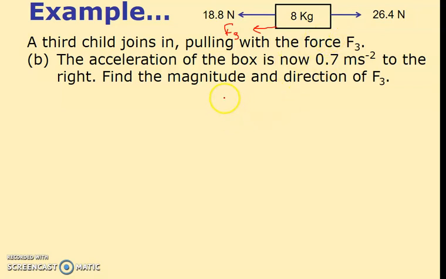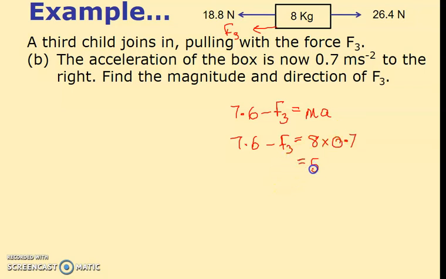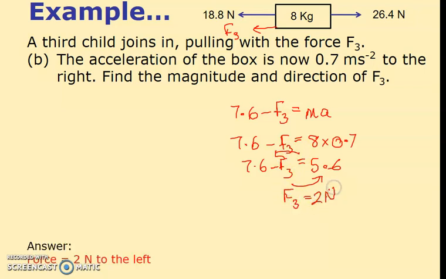So let's just do this. Before we knew that it was 7.6 left over, so I'm tempted to write 7.6 was left over, and now we're losing a bit of that because the little kid's pulling back, and that equals MA, or put a different way, 7.6 minus the F3 equals the 8, and now we've only got 0.7. So times that together, get 5.6. 7.6 minus F3. Move that way, that way. I reckon I get F3 equals 2 newtons. To the left as well. Yeah, my picture confirms that.